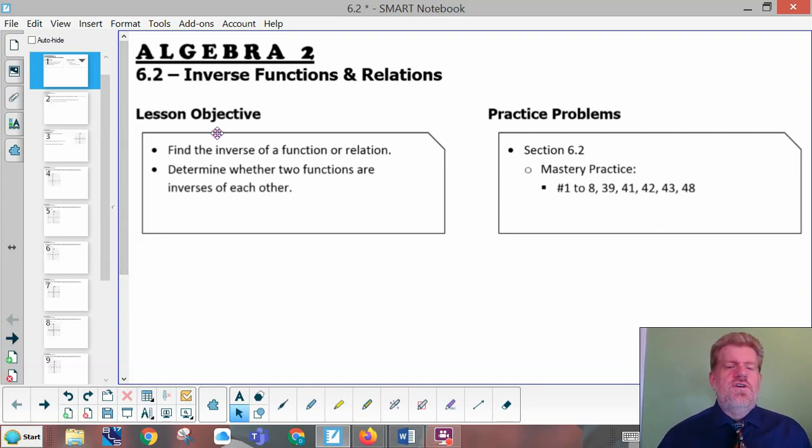So that's our objectives. We're going to find the inverses of a function or a relation, and we're going to determine whether two functions are inverses of each other. I'll show you a couple ways to do that. And over here, of course, are the practice problems I want you to do. And again, I know some of them are even problems, and I'll provide you the answers to all those. And hopefully get them right.